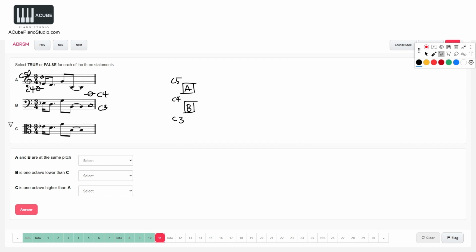Next, let's look at option C. So this is middle C, which is C4, and this is C5 for alto clef, right? So if I look at this, this is E flat again, and this E flat here is in between C4 and C5. So option C is in between C4 and C5.